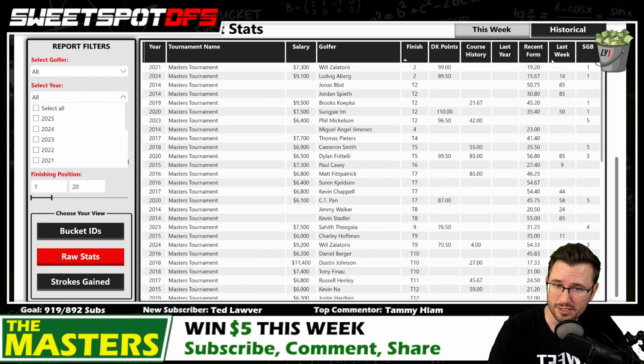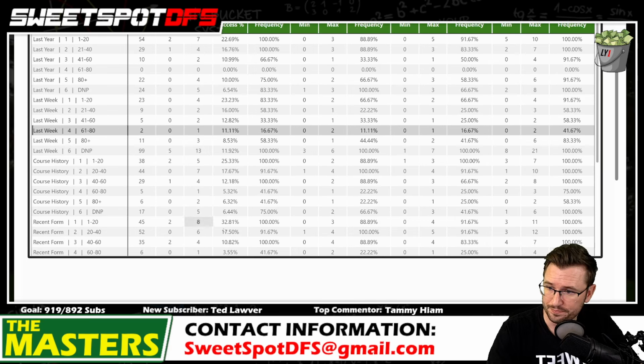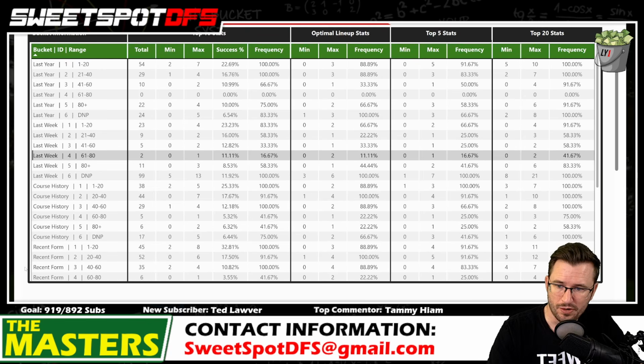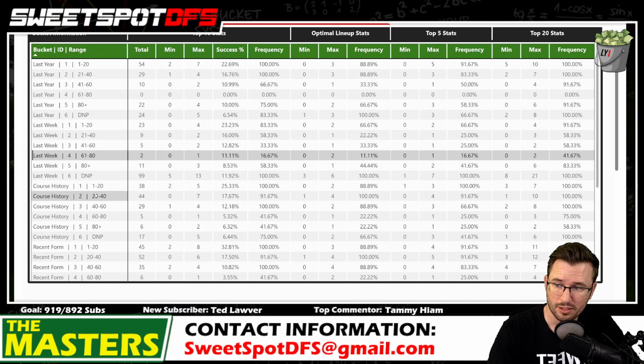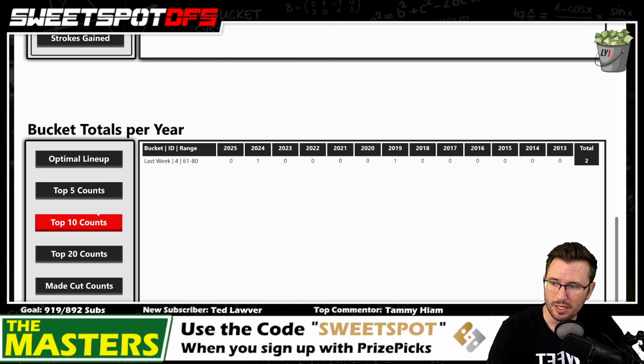If we go to the bucket system on the website and I look at last week 4s, it's kind of interesting because, first of all, there haven't been a lot of golfers in this bucket. If I scroll all the way down to the bottom, here are your totals for each year. 2 last year, 3 in 2024. Then we had 0 in 23, 0 in 22, 1 in 21, 0 in 2020, 2 in 19.